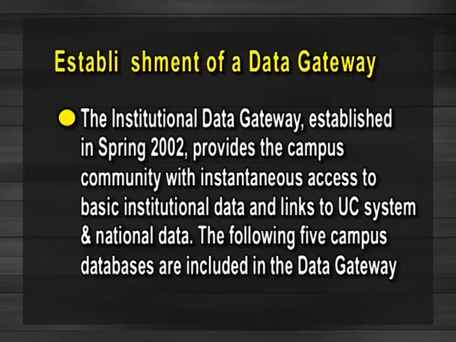Now we will discuss how a data gateway has been established. The Institutional Data Gateway, established in spring 2002, provides the campus community with instantaneous access to basic institutional data and links to UC system and national data. The following 5 campus databases are included in the Data Gateway.